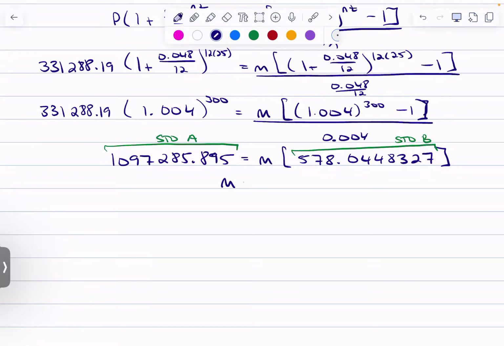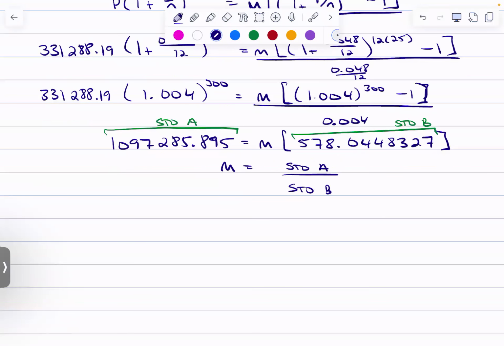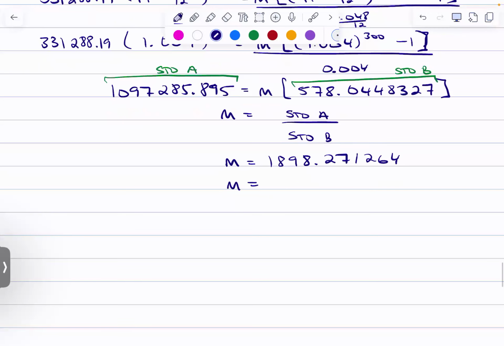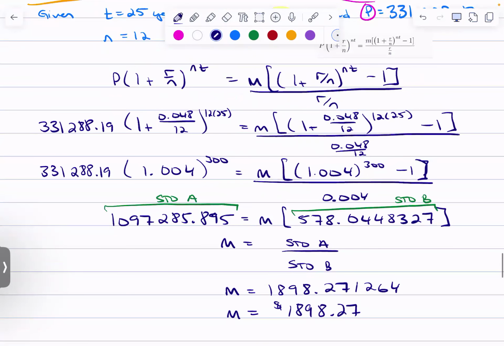Now, M is going to be what's stored in A divided by what's stored in B. Recall A divided by recall B. 1898.271264. As money, $1,898 and 27 pennies.